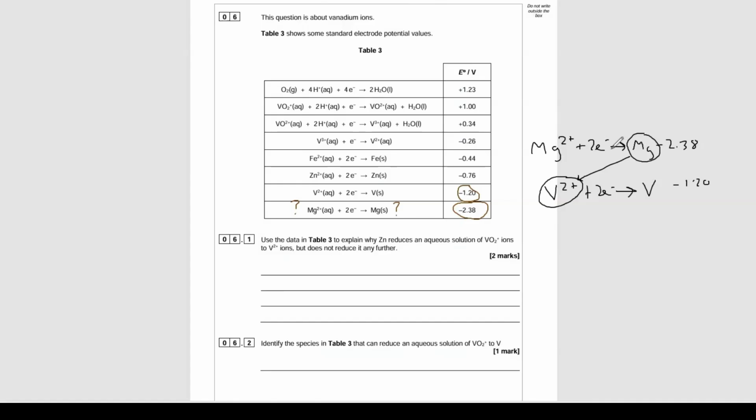Because if you write the more negative on top of the less negative to see if the reaction's feasible, then the product will always react with the reactant on that side. So you can always do that connection there. So the answer is it's Mg, not Mg2+, it's Mg that can do this. And that is going to get you the mark. Mg has electrons to give away to reduce the V2+. All right, let's move on.